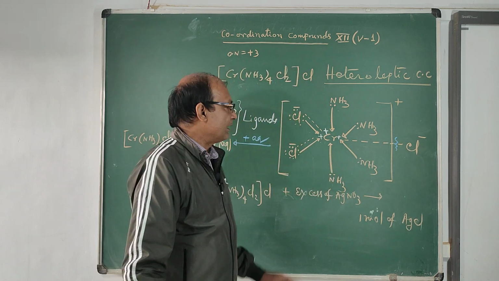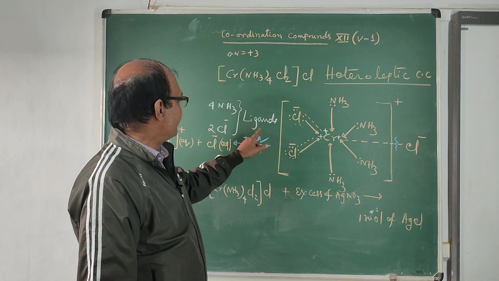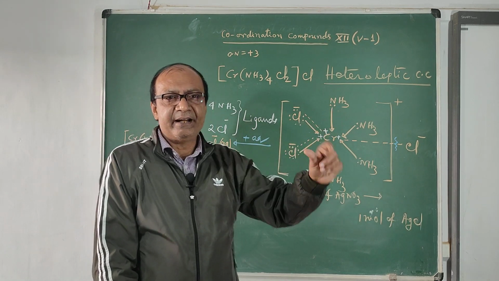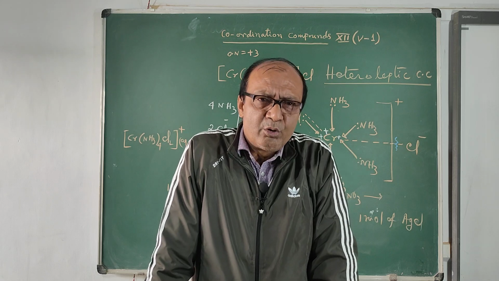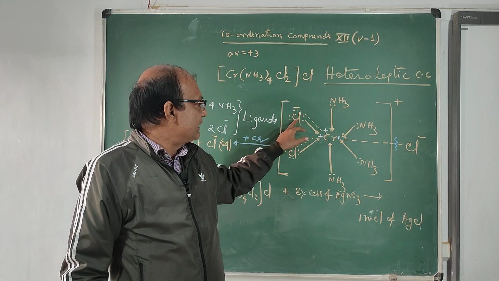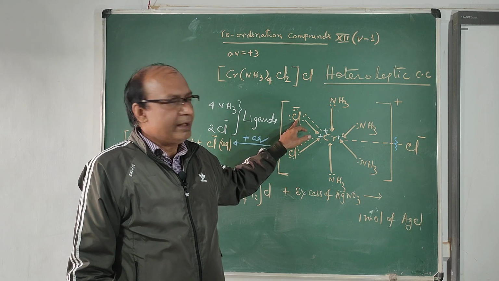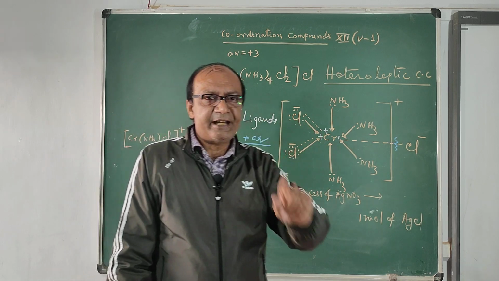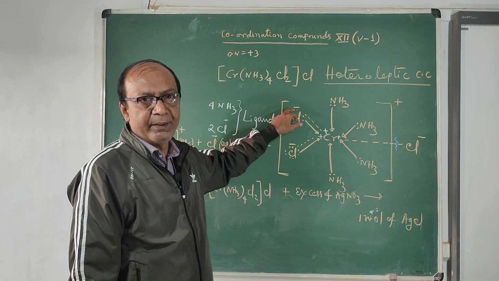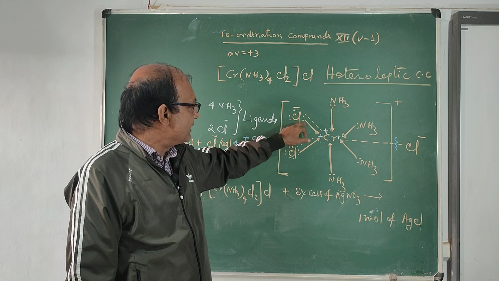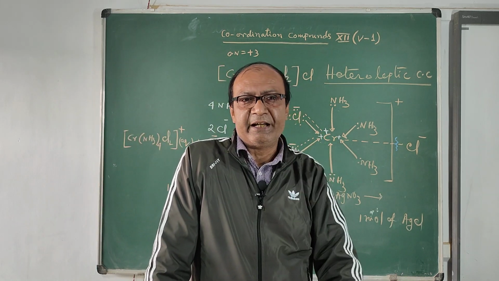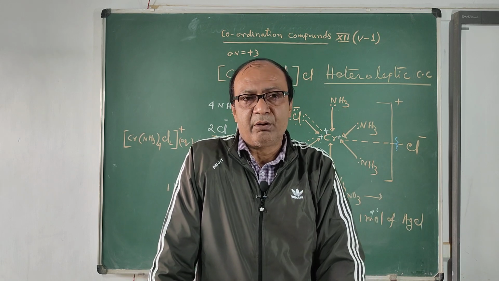On the basis of the number of donor sites, see ammonia, it has only one donor site. So ammonia is unidentate, sometimes it is called monodentate. Cl minus is also a unidentate ligand because it is making only one coordinate bond. Remember, if an atom has more than one lone pair, it can form only one coordinate bond, irrespective of the number of lone pairs.